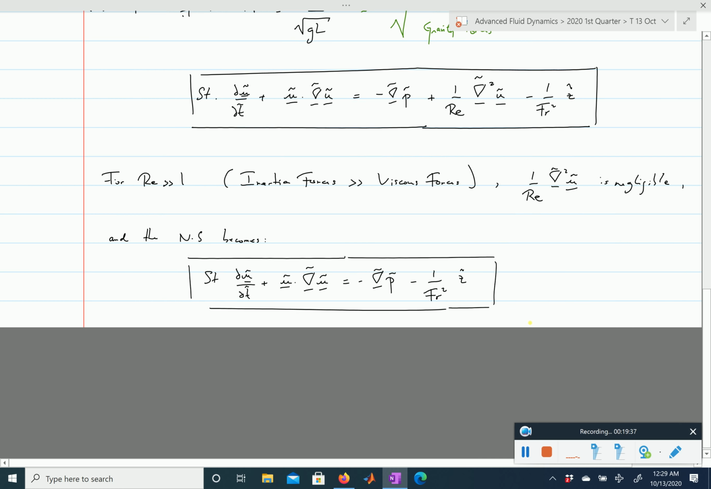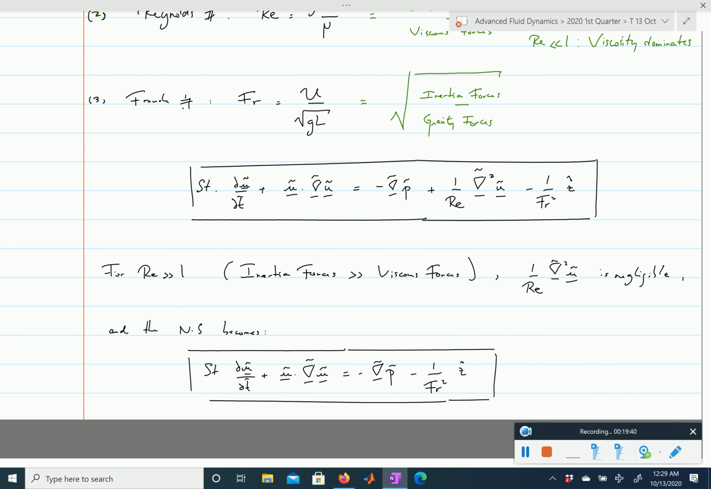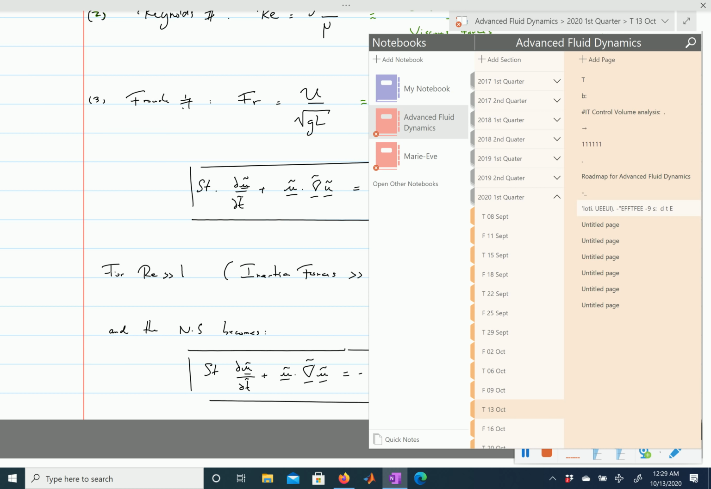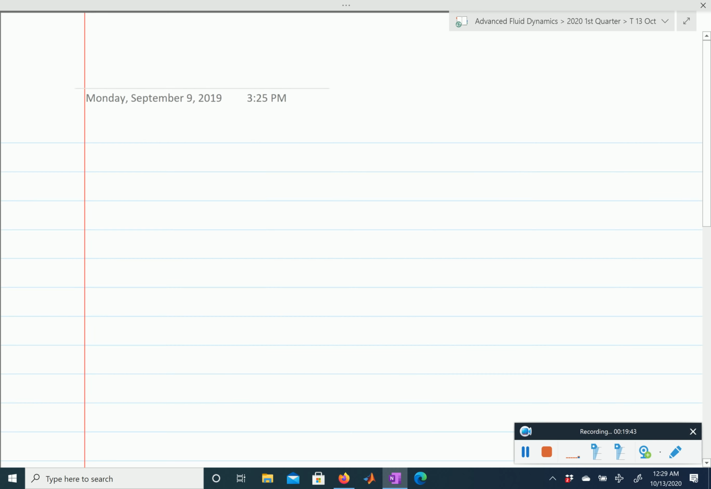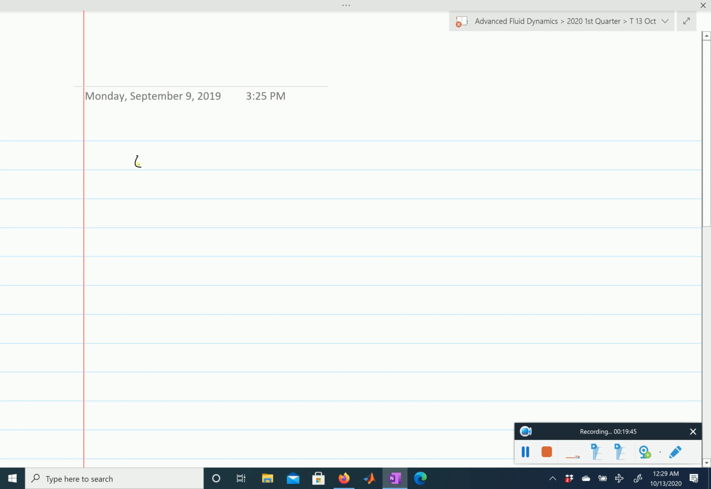This here is if we write the equations in non-dimensional form, and if we write it in dimensional form, when we neglect the effect of viscosity, the Navier-Stokes equation reduces to what are called the Euler equations, which are just the same as the Navier-Stokes equations, so the continuity equation and the momentum equation, but without the viscous term.